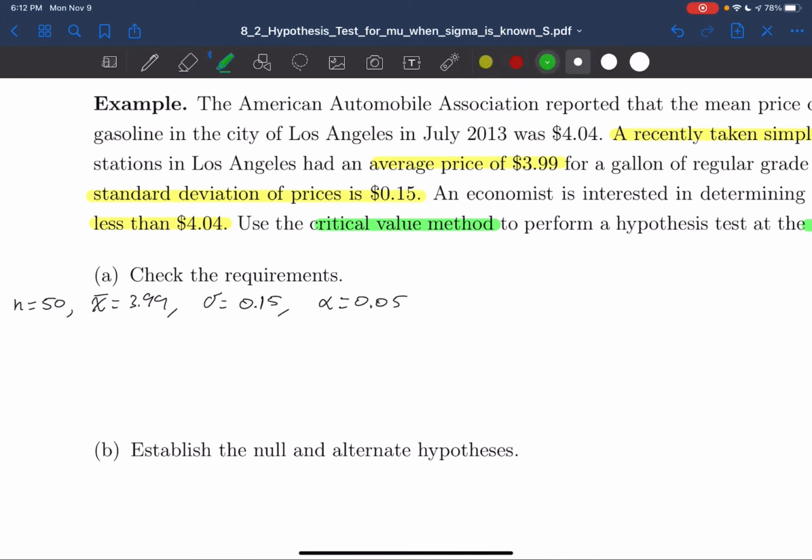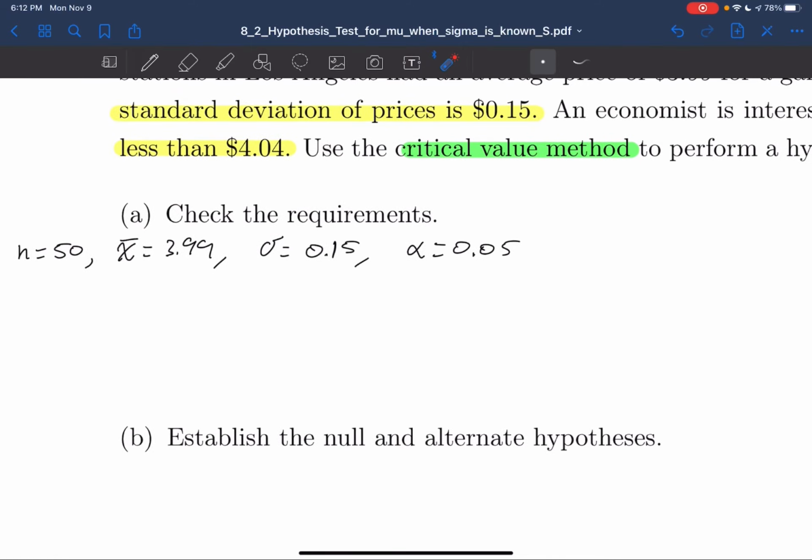First, we want to check our requirements. Before we even begin performing hypothesis testing, we have to check if we can actually do it. Notice that our sample size, n, is equal to 50, which is greater than 30. Since it's greater than 30, we know that the requirements are checked. We also know that it comes from a simple random sample, and we know that our sigma is known. So we're able to continue performing our hypothesis test.